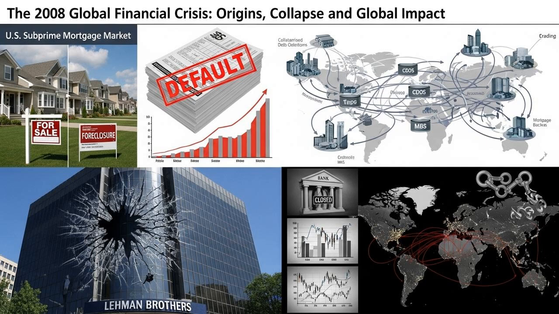When these securities became worthless, banks in the US and Europe faced catastrophic losses. The bankruptcy of Lehman Brothers in September 2008 was the climax. It froze global credit markets and triggered a stock market crash. The contagion was truly global. European banks, having invested heavily in US subprime assets, were on the brink of collapse.